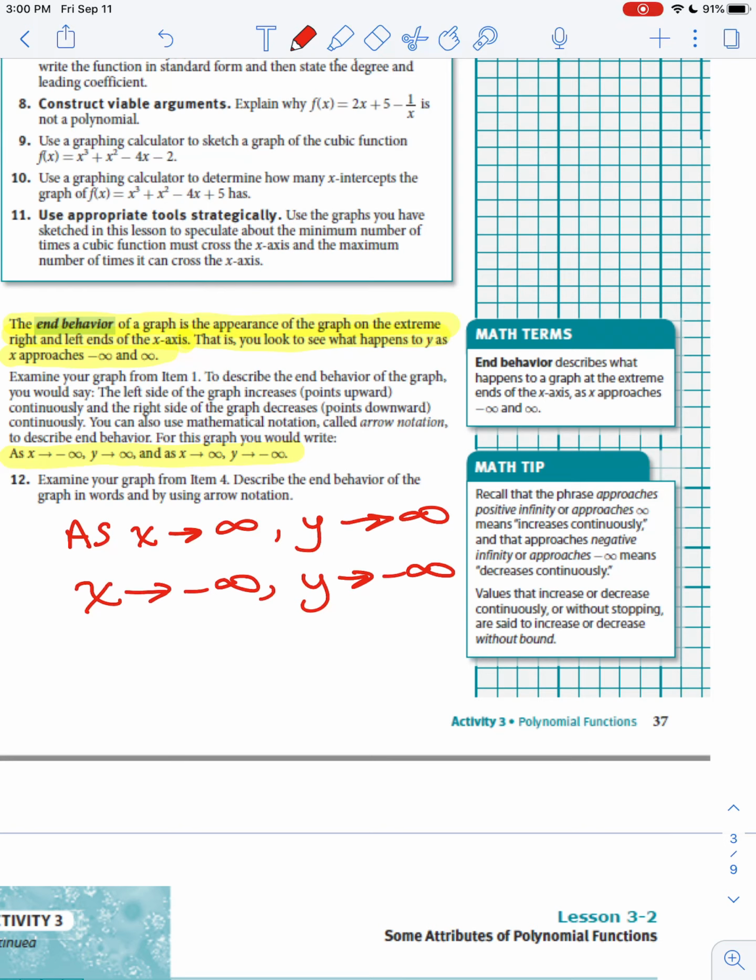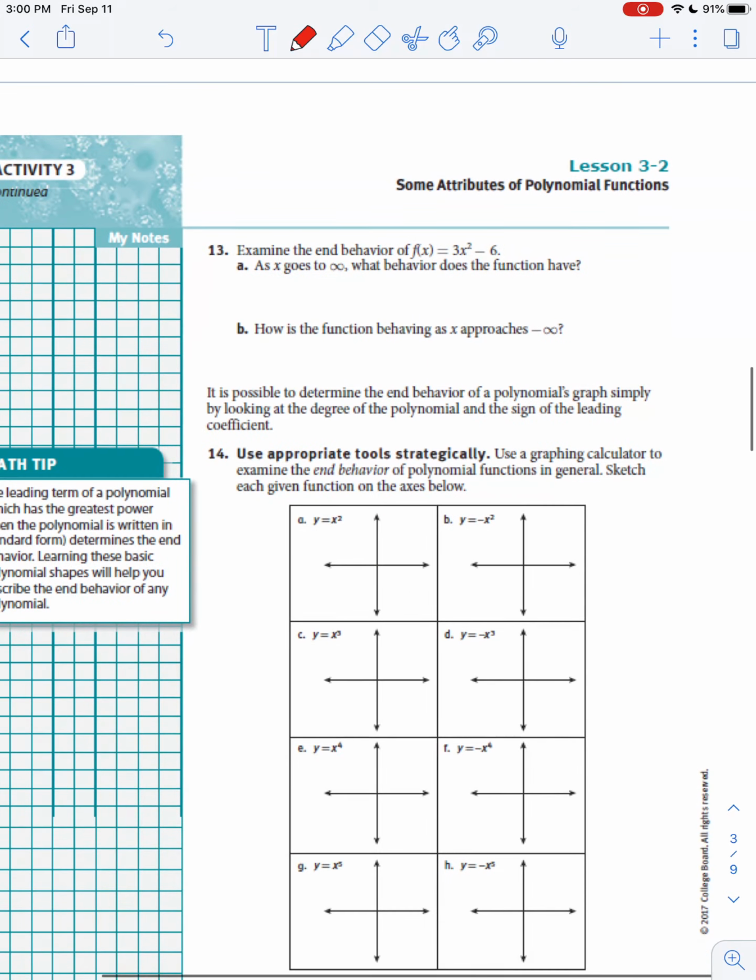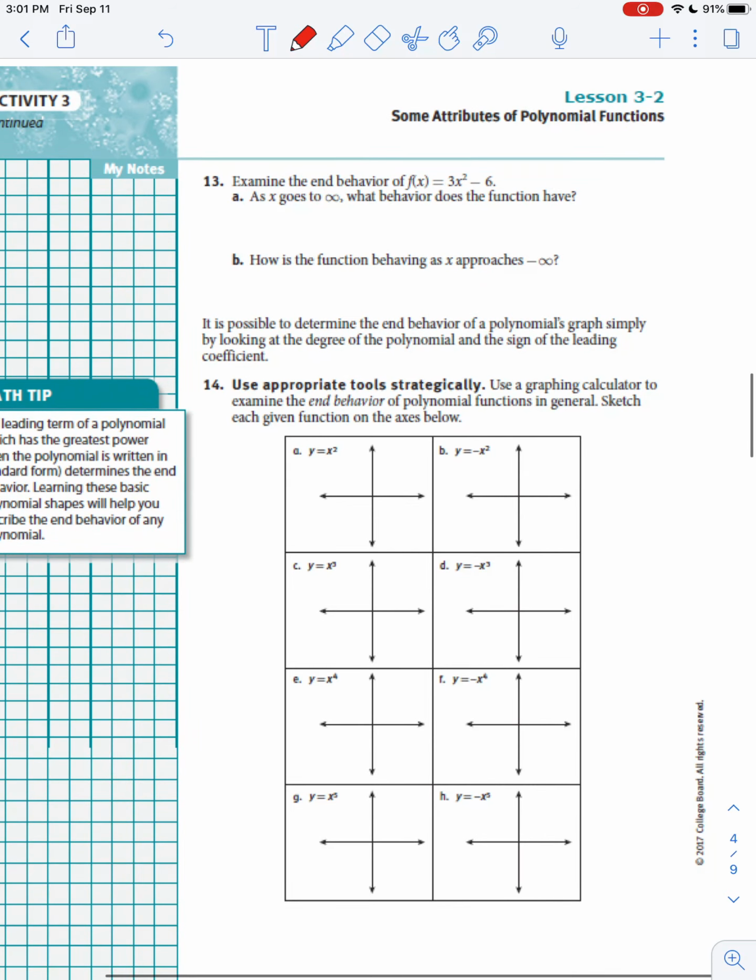Okay, so now we want to look at question number 13, as there's another one for us. And this one, they didn't give us a picture. It says, examine the end behavior of 3x squared minus 6. If you remember back to when you studied quadratics, quadratics were always U's, and they were either facing up or upside down. And do you remember what caused them to go upside down? It was always the a term's sign. So since 3, which is the a term in ax squared plus bx plus c, is positive, this graph is going to look like this.